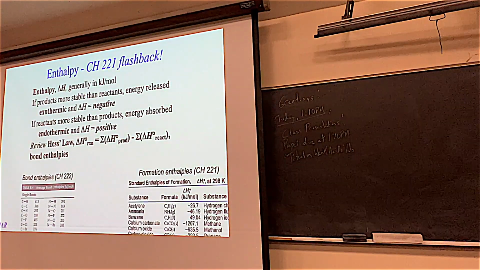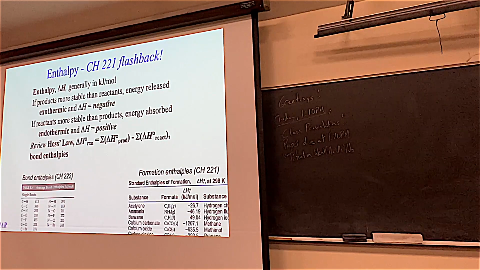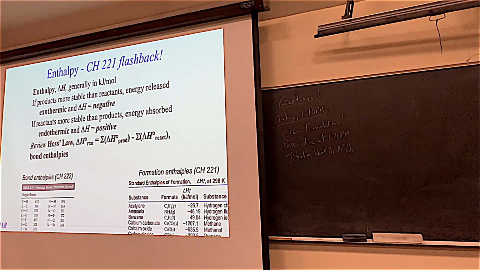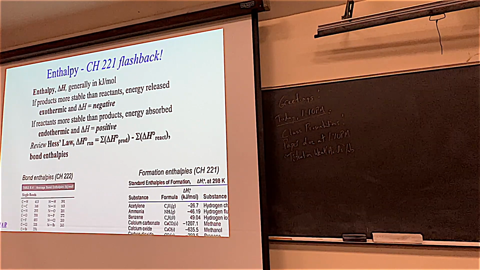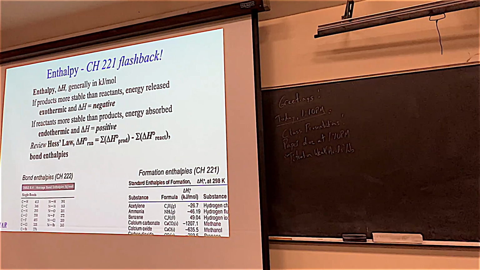Okay, here's a little flashback from Chem 221, enthalpy, all right? And so again, I'm sure you saw enthalpy somewhere along the way, but just in case, make sure we're all up to speed. Here we go. Enthalpy gets the symbol delta H. It's usually in kilojoules per mole, sometimes just joules. It's all over the place.